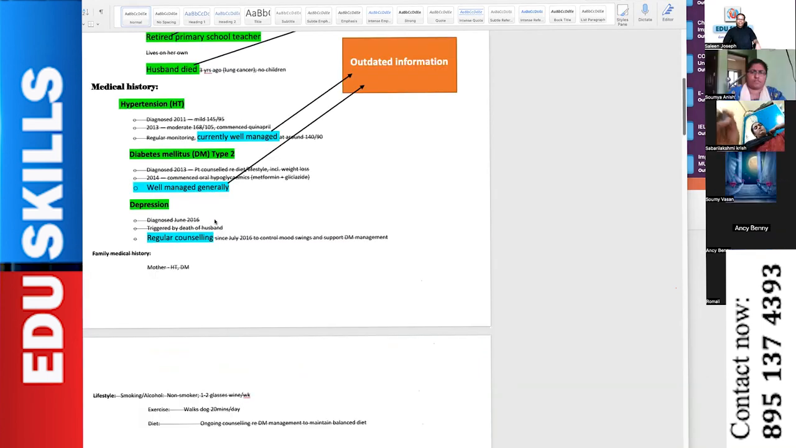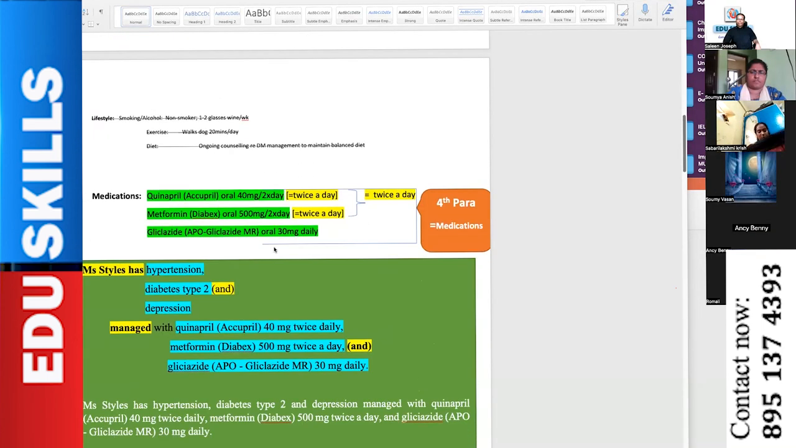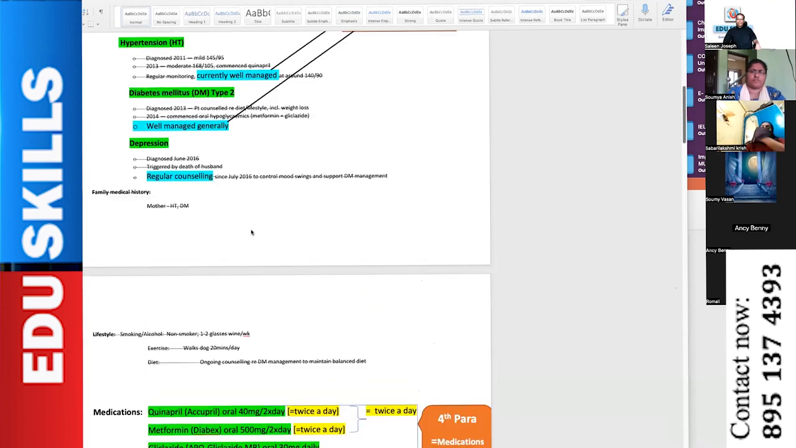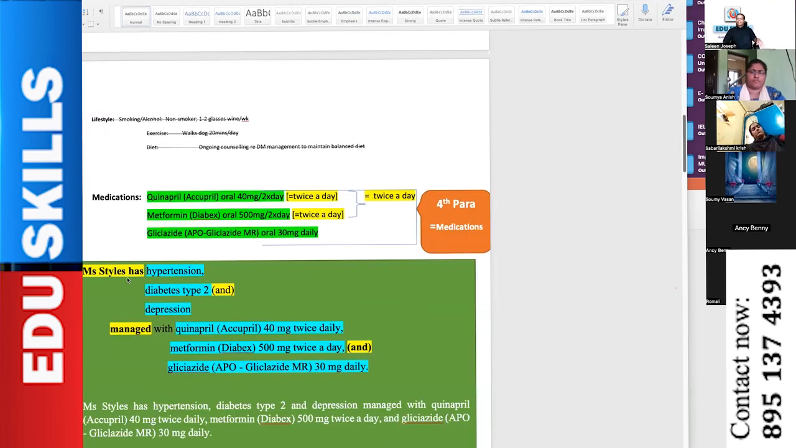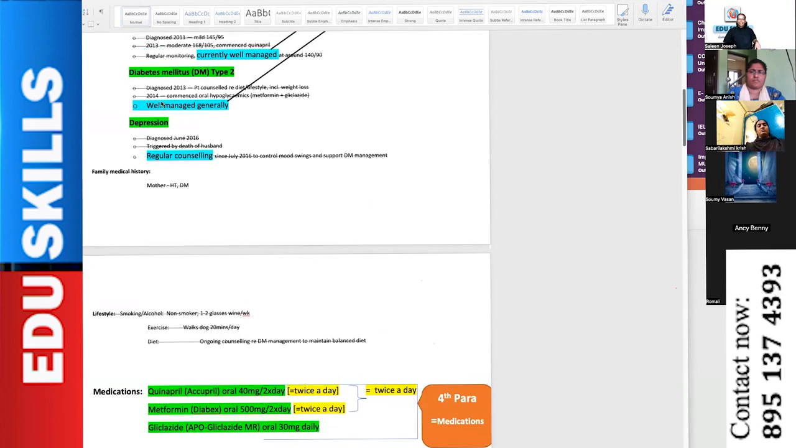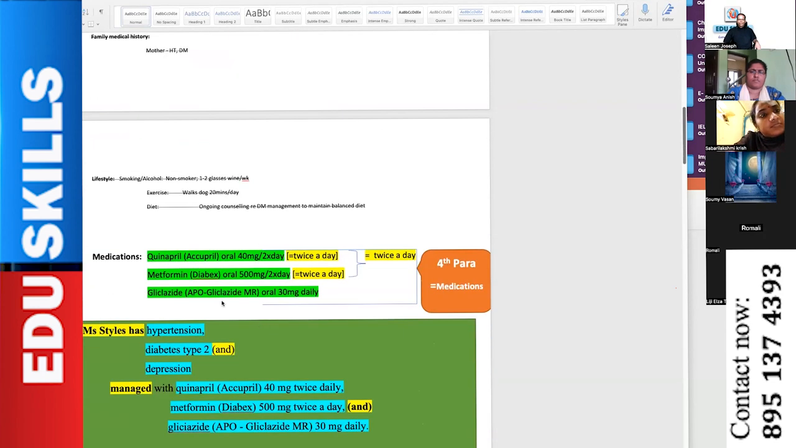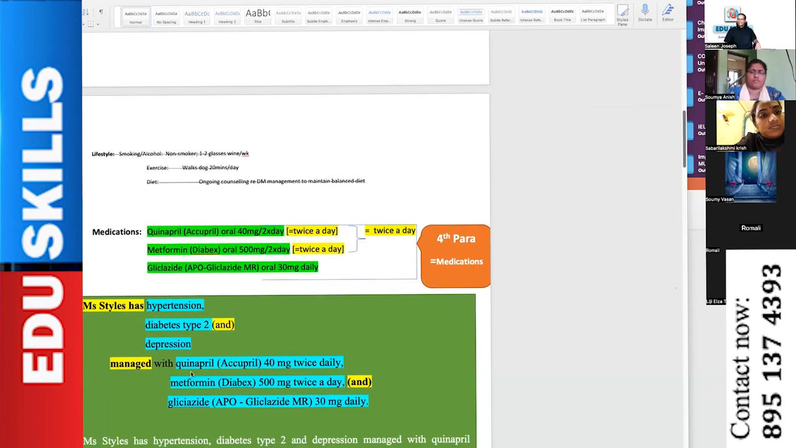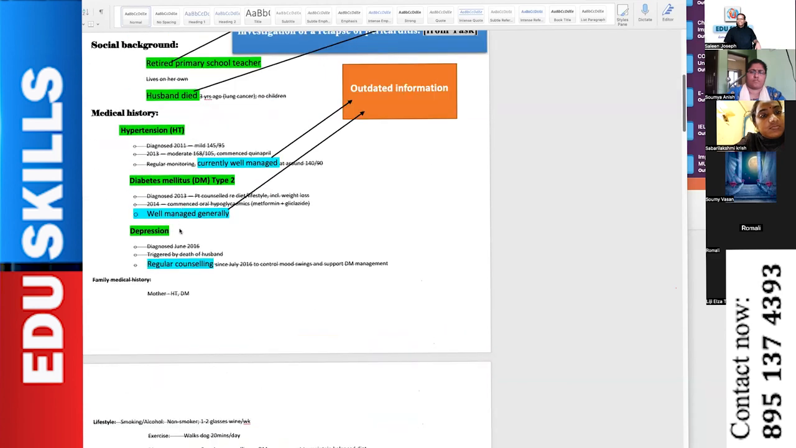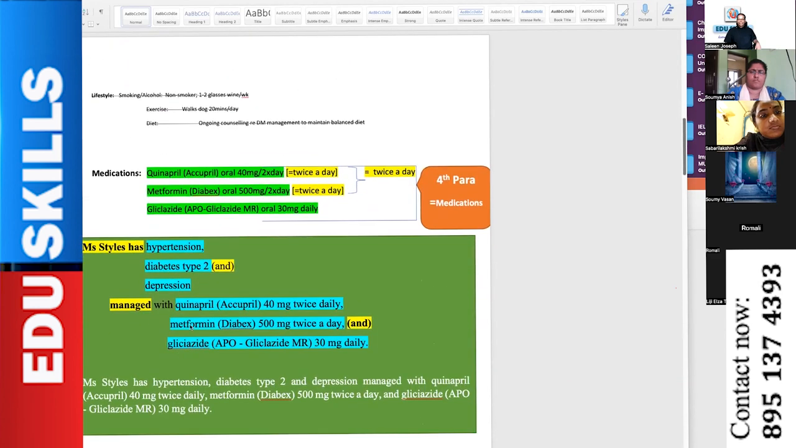You see, these things, how we can develop into a paragraph, I am showing you live with the case notes. See, now here, Mr. Stiles has hypertension, you have the tense. The second condition, diabetes mellitus, type 2, you just put a comma. Then you have to add and, that's a compound sentence already. Since there are three items, you mentioned two items, then add and, then managed with. Before giving the medications, just add managed with.